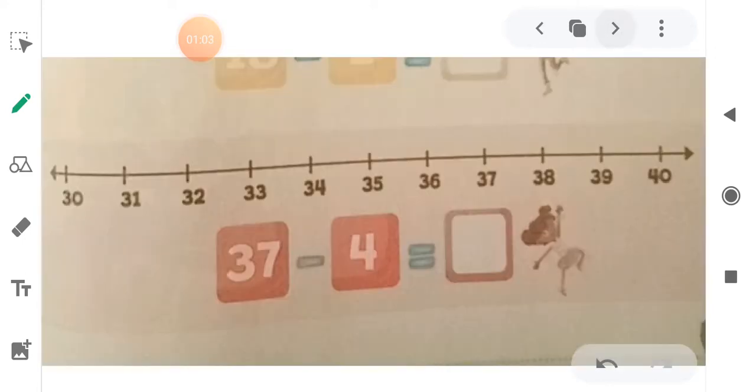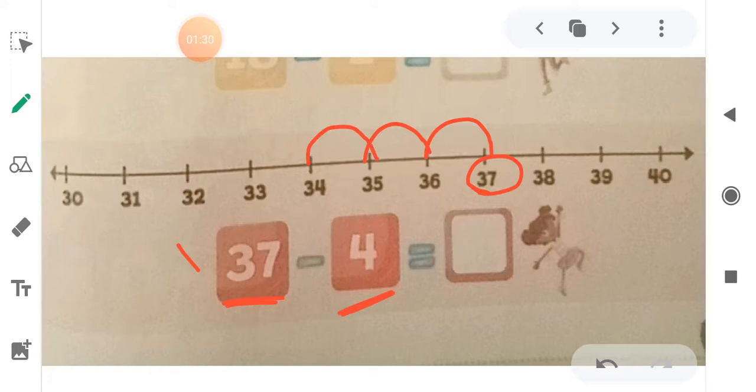Let's see the next one. Again, which number is the greatest number here? It's 37. So I will circle 37. How many steps? Minus 4. So how many steps do we go back? 4. Let's count 4 steps back. Start from 37. This is 1, 2, 3, 4, stop. So the answer will be 33.